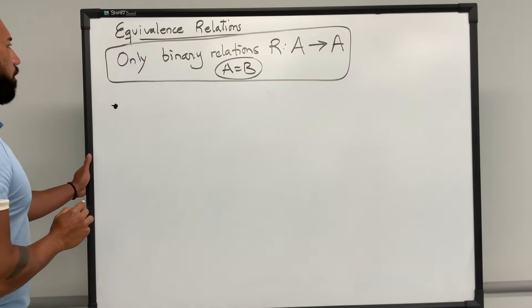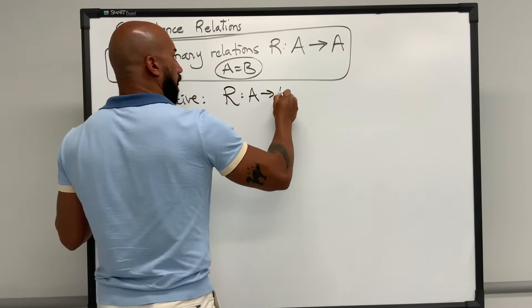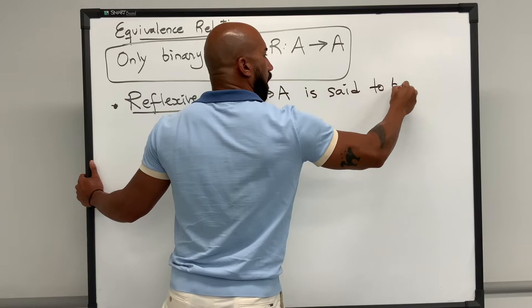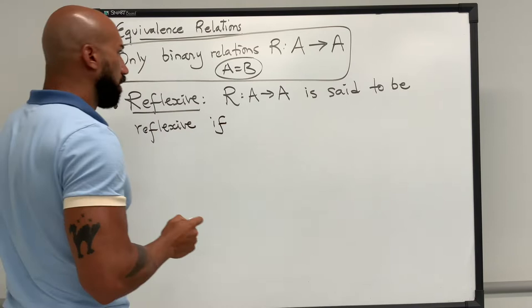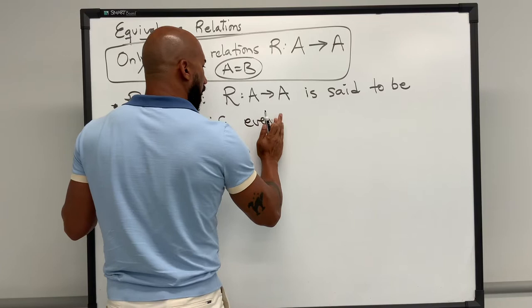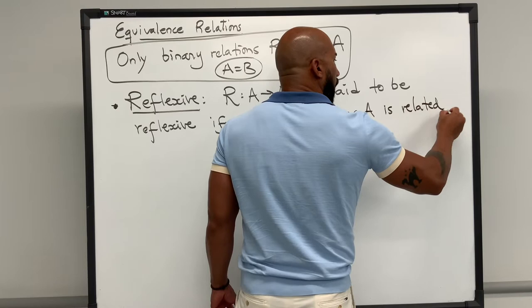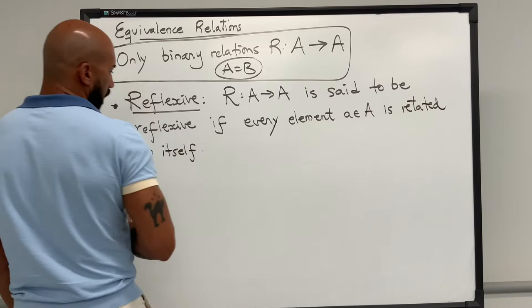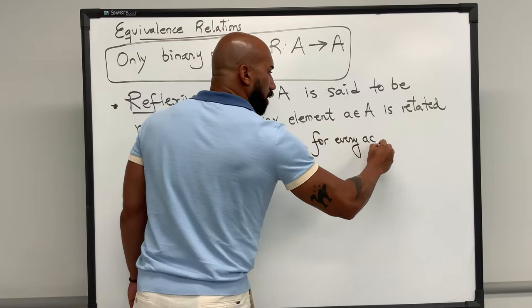R is said to be reflexive if every element in A, every letter A in A, is related to itself. For every element A in the set A, the pair AA is in R.